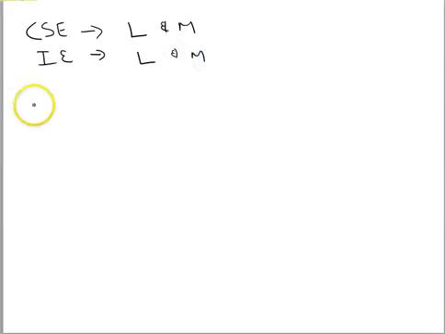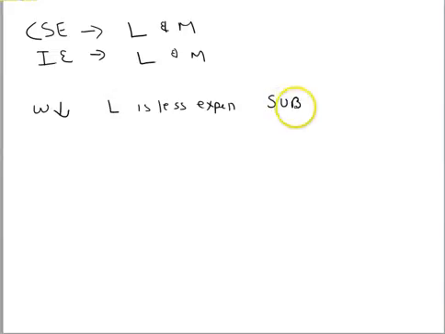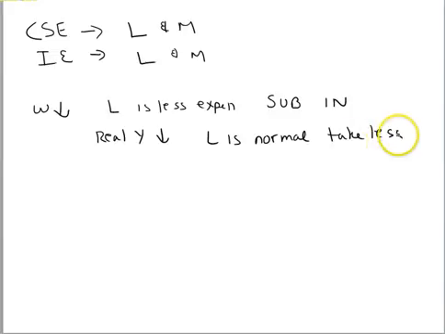So this consumption substitution effect looks at the trade-off between L and M, leisure and market work. The income effect looks at the relationship between L and market work. If the wage rate goes down, leisure is less expensive. Substitute in. When the wage rate goes down, real income decreases. Leisure is normal. Take less.